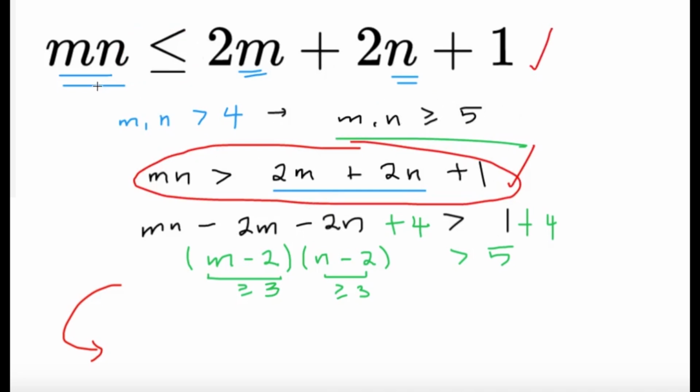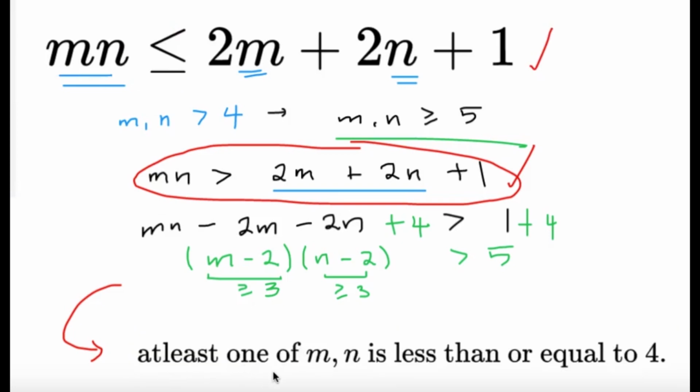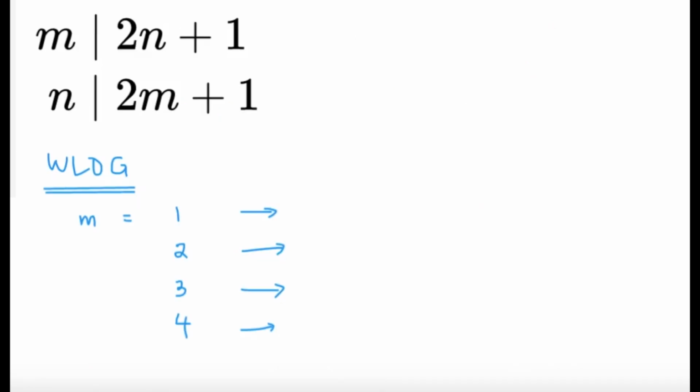We want the less than or equal to sign. With this, we can get that at least one of m and n is less than or equal to 4. So it's impossible for both numbers to be greater than or equal to 5. So that's the bound. And all we have to do is list down all the possible values now that we have an upper bound for at least one of m and n. Since we have a symmetric equation, let's say, without loss of generality, m is the smaller one. So since m is the smaller one, it cannot be greater than or equal to 5.